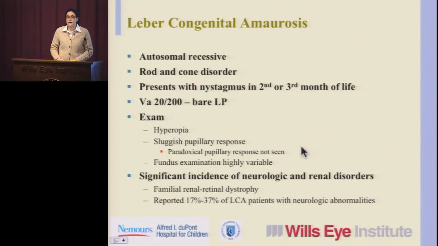And this is one that I really do think about when I'm seeing children, especially children who come in with a history of nystagmus, poor vision, and every other part of the evaluation is essentially normal. And here, this is then what I kind of fall to on a differential diagnosis. On your examination, these children are typically hyperopic, characteristic for their age. They have a sluggish pupillary response, and they have a significant incidence of other neurologic and renal disorders.